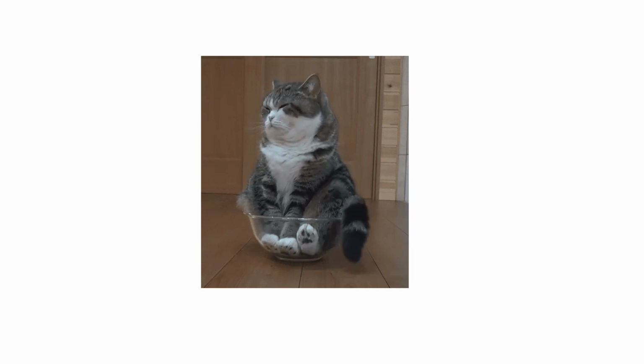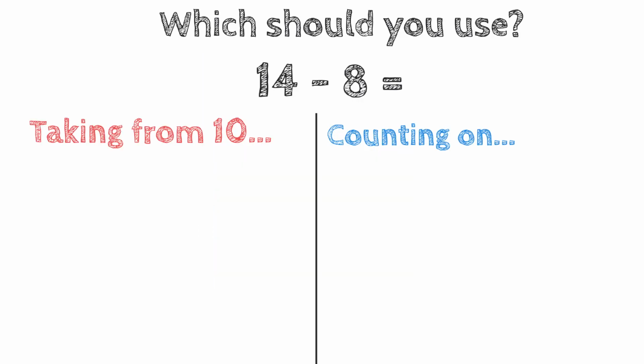Let's take a look at another one. Okay, one more time. Let's look at that cat again. All right, now let's look at our next problem. Okay, 14 minus 8. Again, we're looking at which one should you use. So far for me, the taking from 10 strategy has been better. But again, maybe for you, counting on has worked better. We're going to be doing both. So again, make sure you're doing both problems with me.